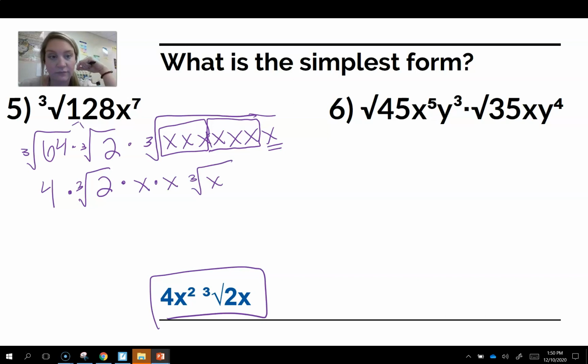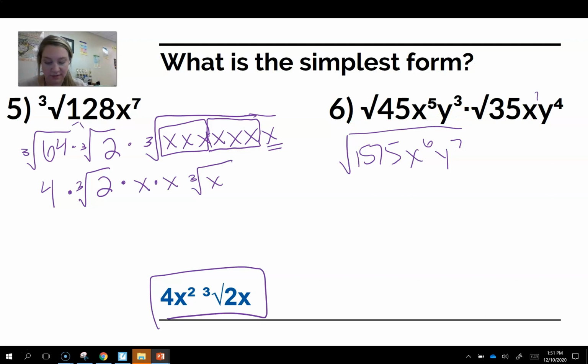All right. Number 6. These are both square roots. We're multiplying, and they both have square roots, so I can move forward. Let's multiply with what we have. So let's do 45 times 35. It gives me 1575. So we're multiplying my like pieces. I have 1575. All right, x to the 5th times x to the 1st is x to the 6th, right? Y cubed and y to the 4th is y to the 7th.